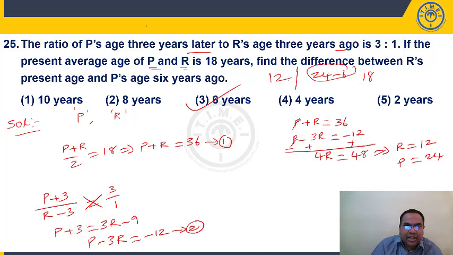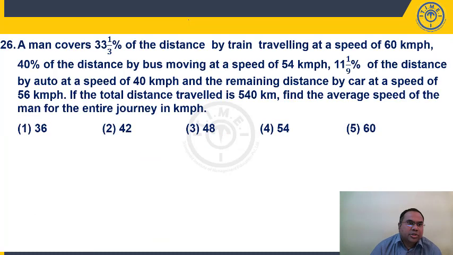This is the equations question. I can say this is an easy question to solve. You could have attempted this question in the first round. Question number 26. This is based on average speed. If you pay attention, I am saying this is an easy question to solve.